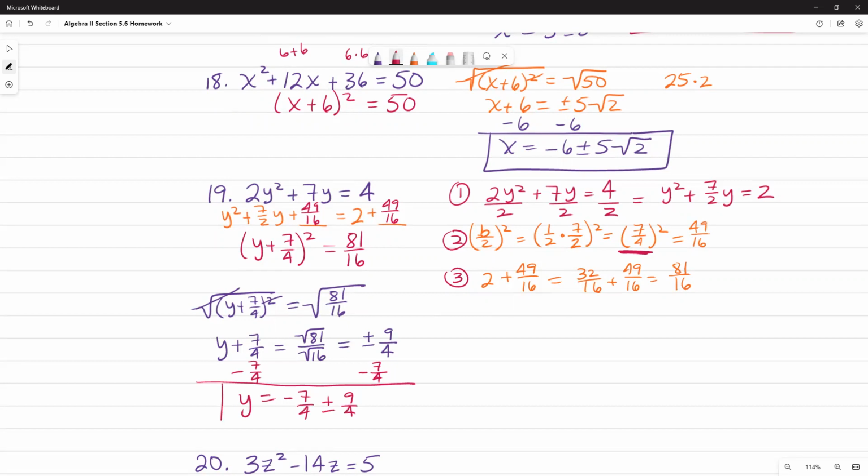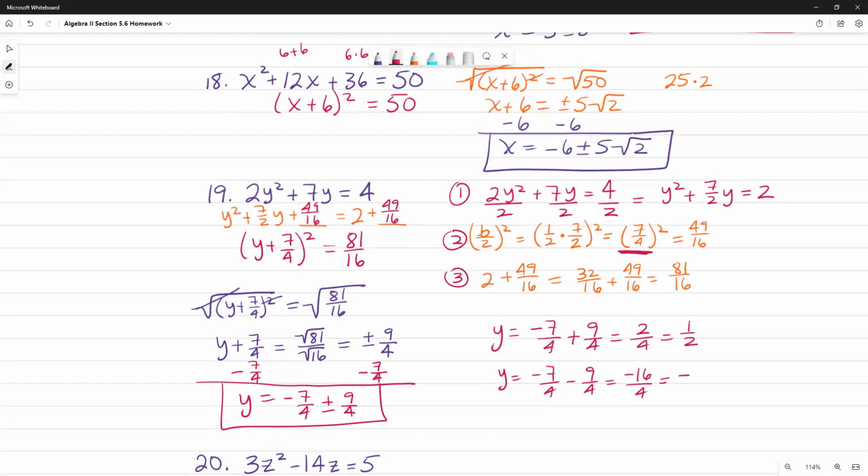Now we have a common denominator, so that helps us out a little bit. So y equals negative 7/4 plus 9/4, which gives us 2/4, which is 1/2. And y equals negative 7/4 minus 9/4, which is negative 16/4, which gives me -4. Those are my two solutions.